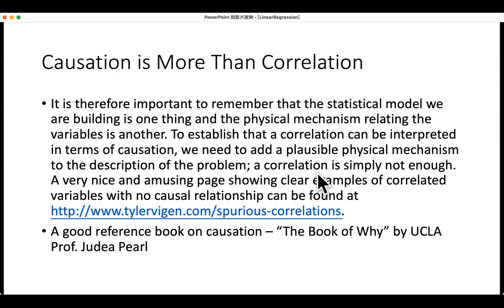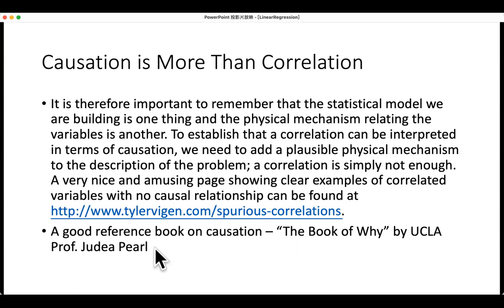If you're interested in the causation relationship, and also in how you can build a model that incorporates causal relationships, then a good reference book on causation is called The Book of Why, by UCLA professor Judea Pearl.